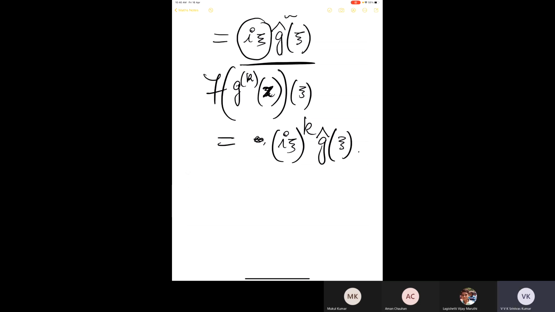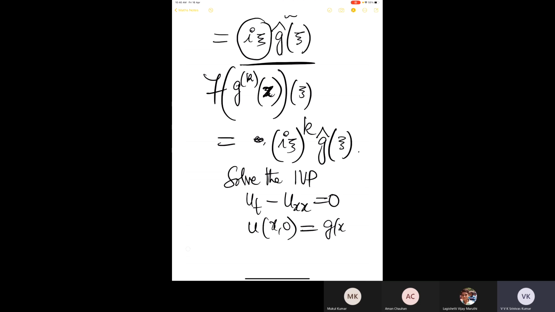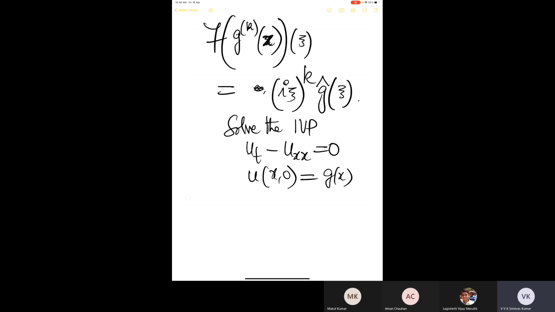So now come to the actual problem. Solve the initial value problem u_t minus u_xx equal to 0, with the initial condition. This is the PDE and this is the initial condition. How do we take the Fourier transform? Take the Fourier transform of the PDE.